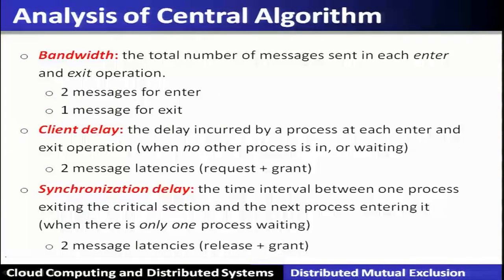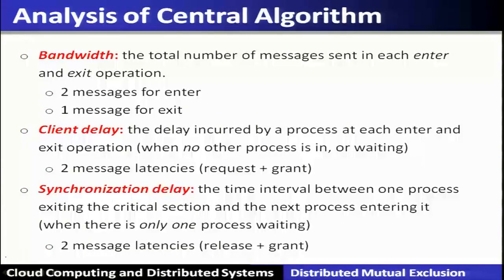As you know, the bandwidth, the total number of messages sent in each enter and exit, is nothing but two messages to enter. Two messages means first the request is sent to the master and the master has to send back the token. So two messages are required to enter. And as far as the exit is concerned, the process which is in the critical section, when it exits, has to return the token back to the master. So one message is required for the master and the bandwidth is three messages.